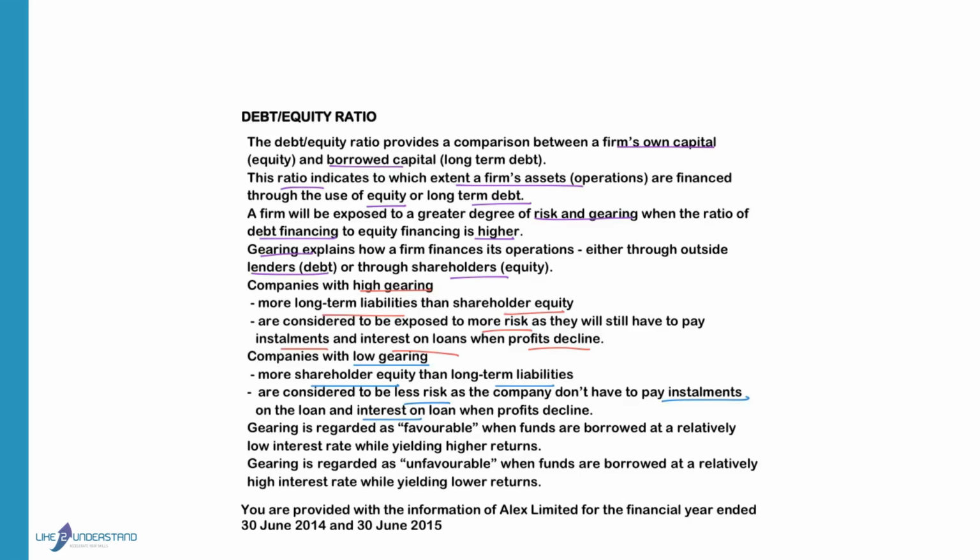Gearing is regarded as favorable when funds are borrowed at a relatively low interest rate, while the profits that you make out of this additional loan are much higher. So if you can make more money than the interest that you pay, then the gearing is favorable. Gearing is regarded as unfavorable when funds are borrowed at relatively high interest rates, but the profits that you make as a result of the additional loans will not be higher than the interest rate.